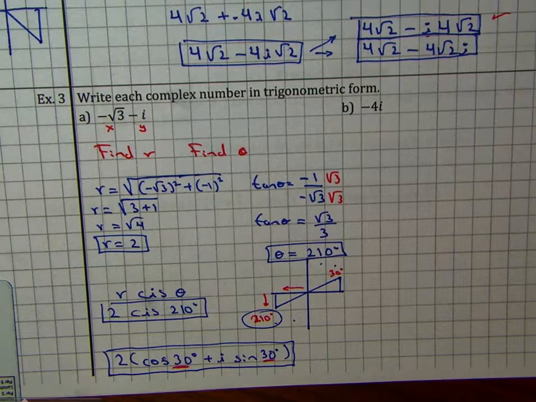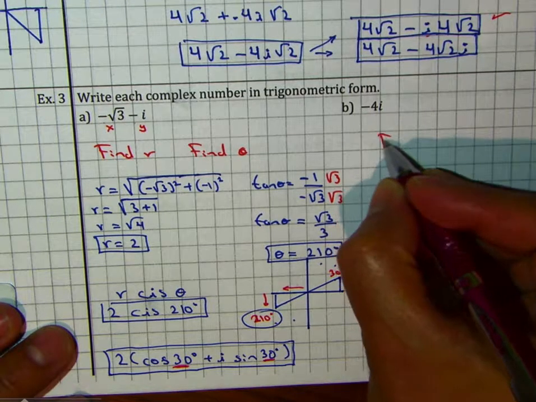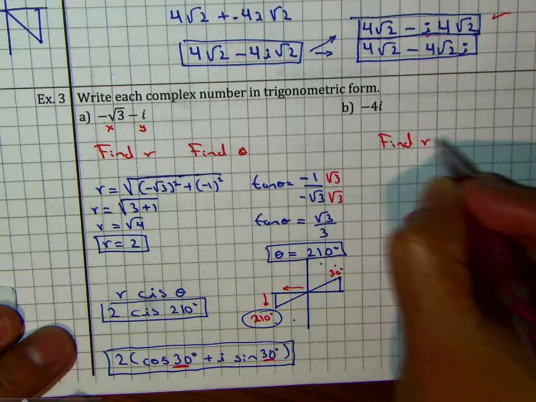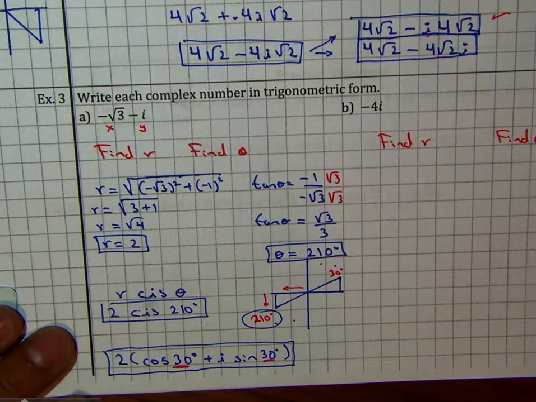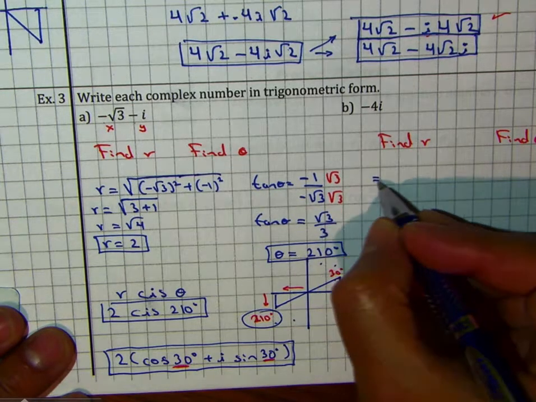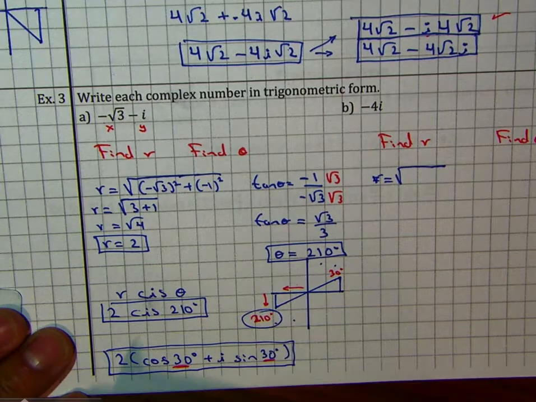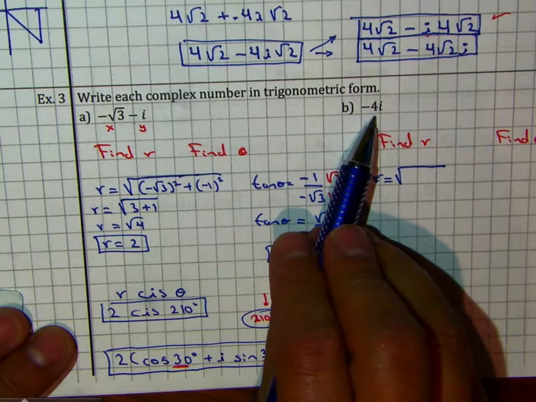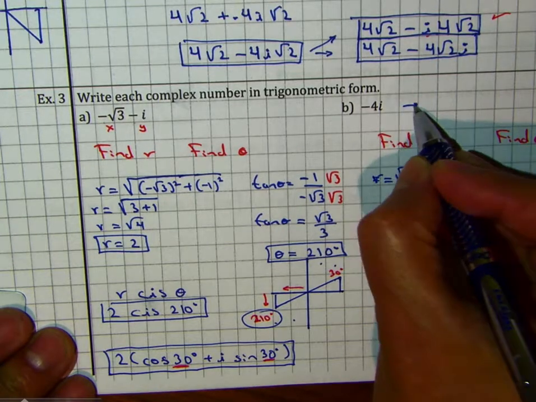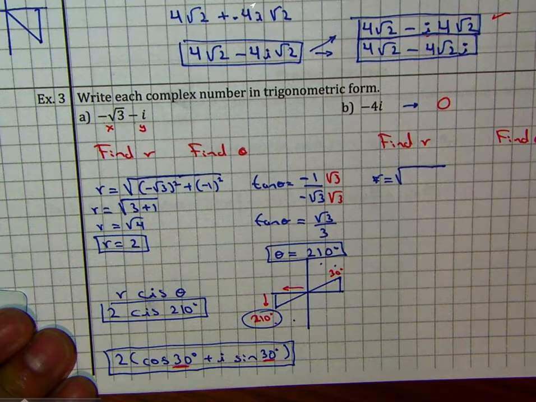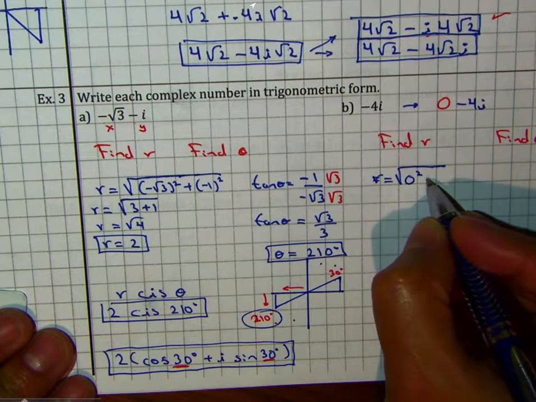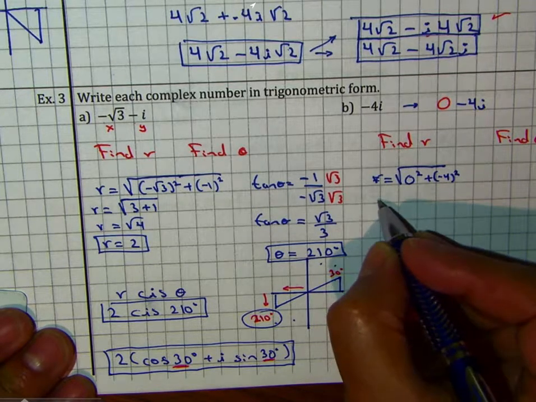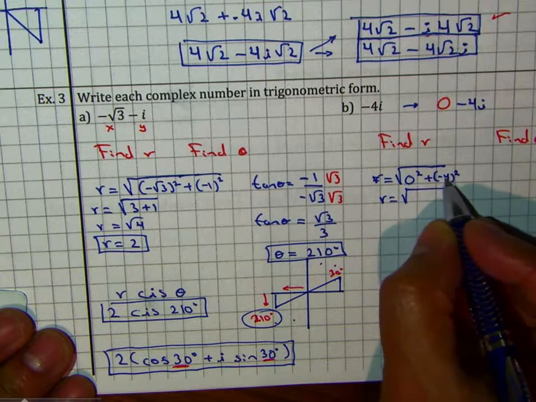So let's do the same thing for letter B. I need to find two components. I need to be able to find R, which is your resultant, and I need to be able to find theta. In order to find R, I'm going to use my formula, R equals the square root of x squared plus y squared. Now, is -4 your X or your Y? That's going to be your Y. So I can rewrite it as 0 for your real number minus 4i. Well, I don't need a 0, but I'll just place it in here. 0 squared plus -4 squared.